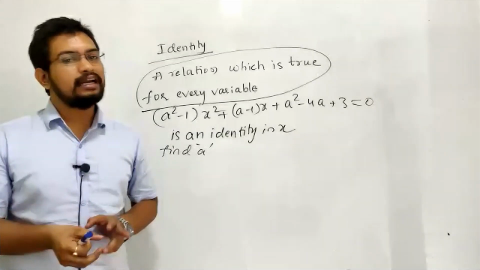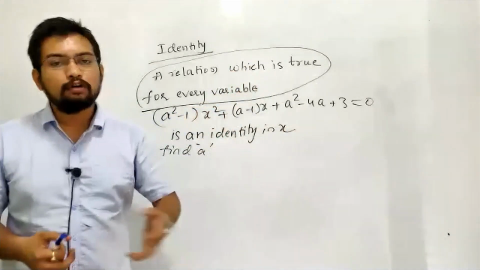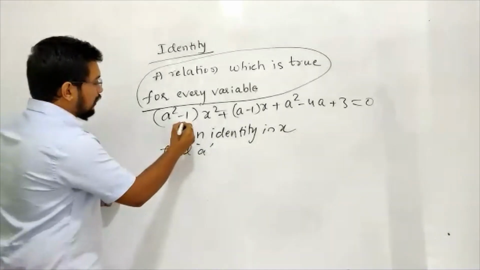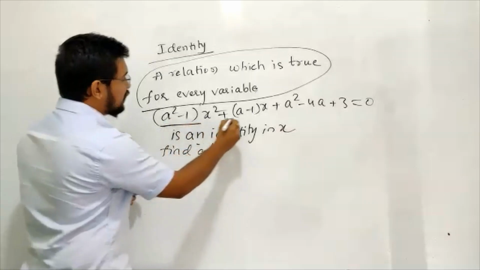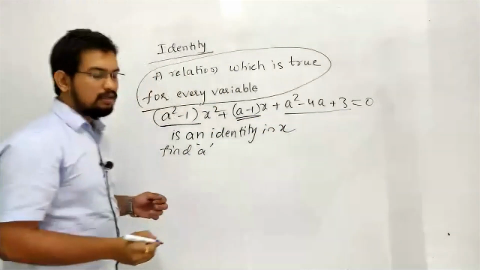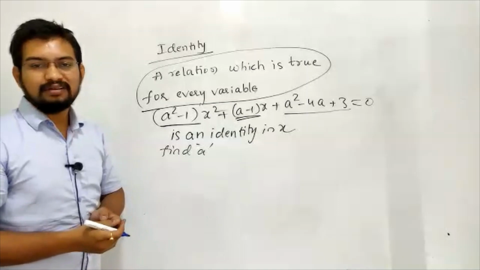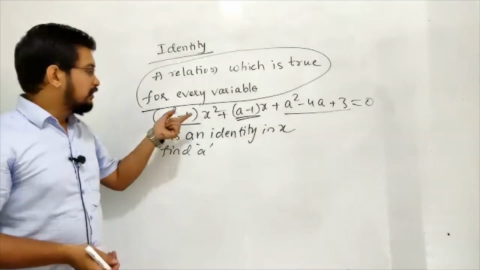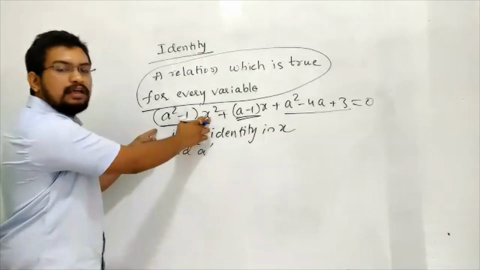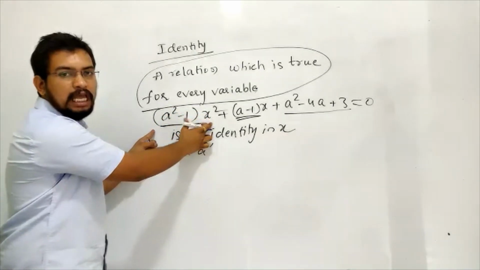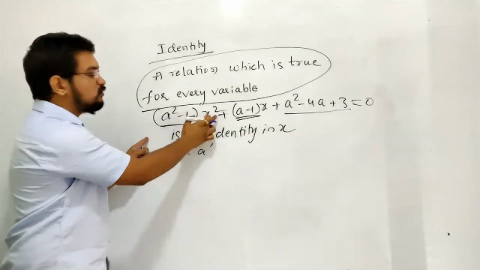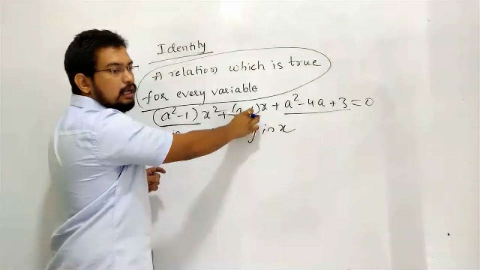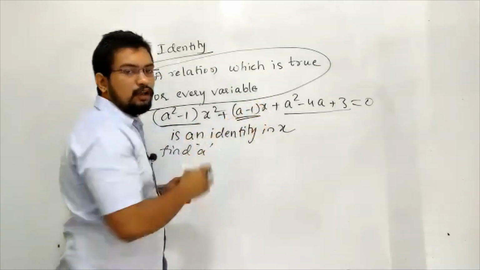Identity అంటే ఏంటంటే ఈ రిలేషన్ ప్రతి వాల్యూకి ట్రూ అవ్వాలి. This relation has to be true for every value of x. So simply what I'll do is make this part 0, this part 0, and this part 0. ఈ కోఎఫిషియెంట్స్ అన్ని 0 చేస్తాను. If I'm making this coefficient 0, this particular part is not depending on the value of x. Again, this particular part is not dependent on the value of x.